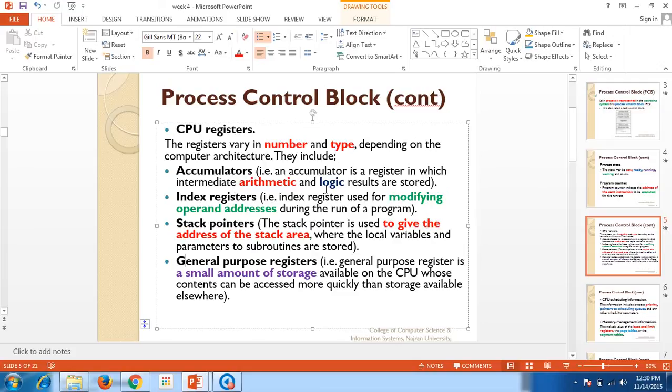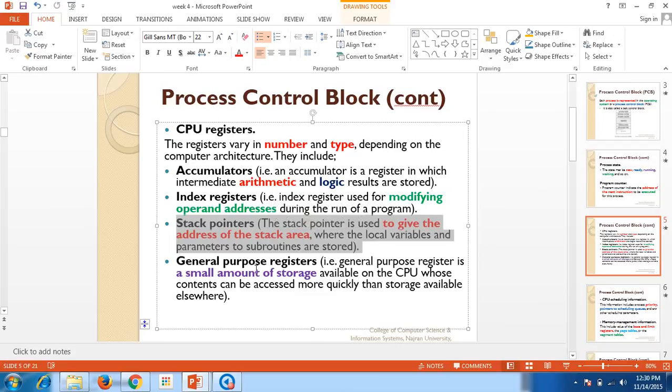And what is the purpose of index registers? These index registers are used for modifying the operand address during program runtime. Whenever we are running the program, these registers are used to modify the operand address. The stack pointer gives the address of the stack area, and we know that in the stack area we have local variables, function parameters, and mainly the return address.